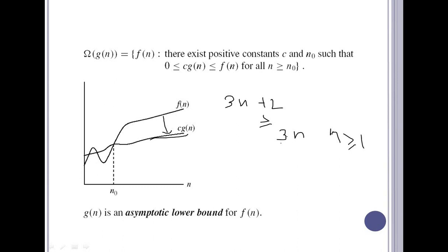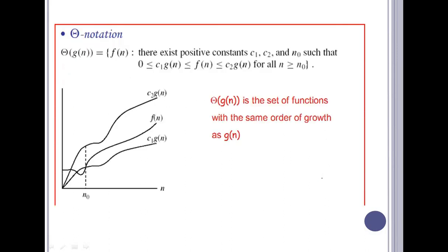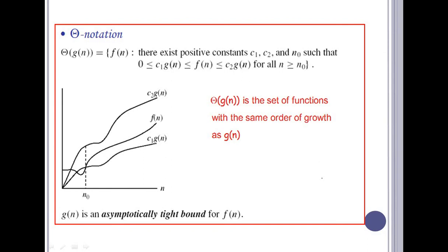So in this way there always exist a positive constant c and n0 in such a way that f of n is always greater than or equal to c multiplied by g of n. So here omega of g of n is n. It is going to represent the lower bound for my f of n. So in this way this is the second asymptotic notation. In the same way we can solve the next examples. The third and the last asymptotic notation is theta.